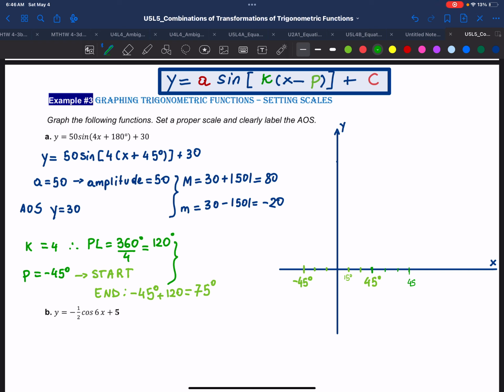Now remember that if this is another 45, we're going to hit a 90 degree angle right here. So far we have 45, 45, that would be equal to 90. And we will need 120 in total. So we're going to need two more increments of 15. And this is where the cycle will end in our case. This is where the 75 degree angle will be.